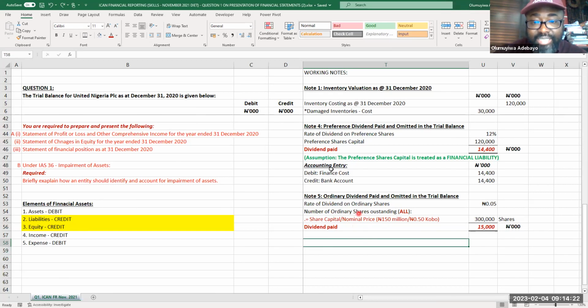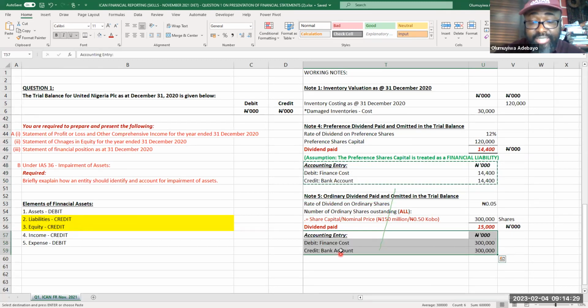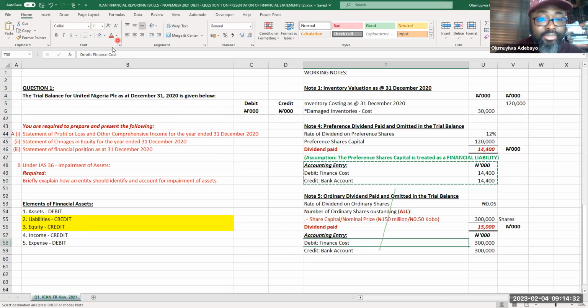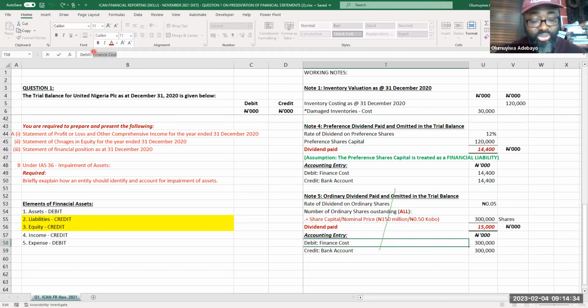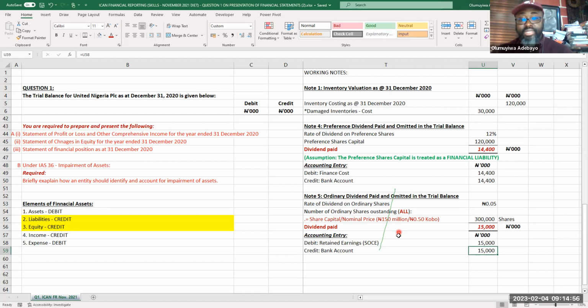Okay, now since it has been paid, I'll also treat it. What is the accounting entry? Now, this is not an expense. Dividend paid to ordinary shareholders is a distribution. Therefore, it will be charged to retained what? Earnings. Charged to retained earnings within the statement of changes in what? Equity. Since we have paid it to the bank, we also take note of that. And that is it.